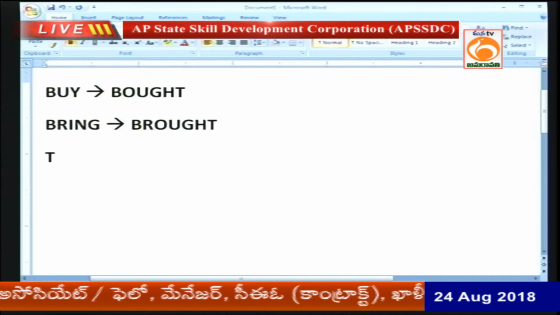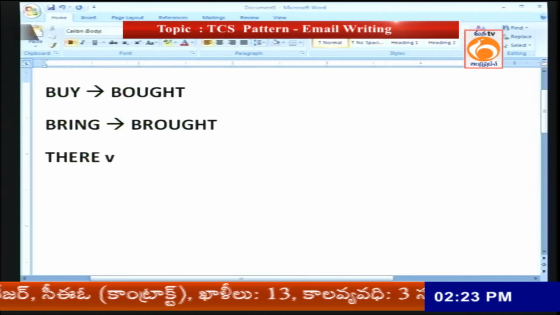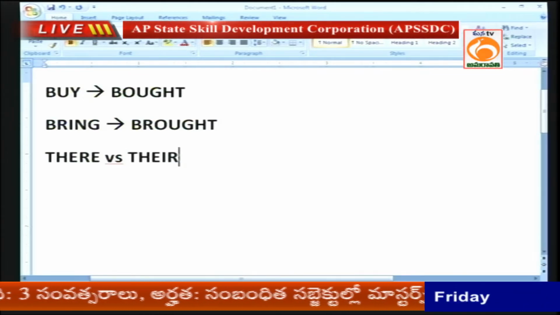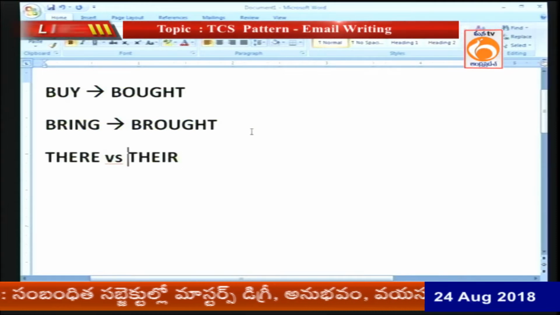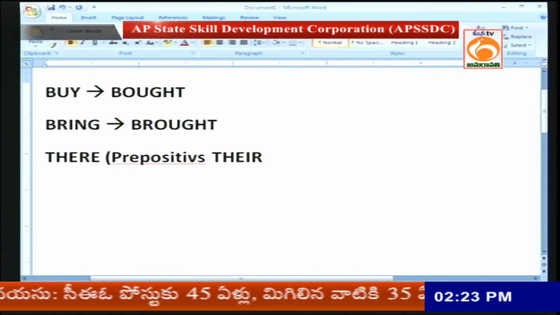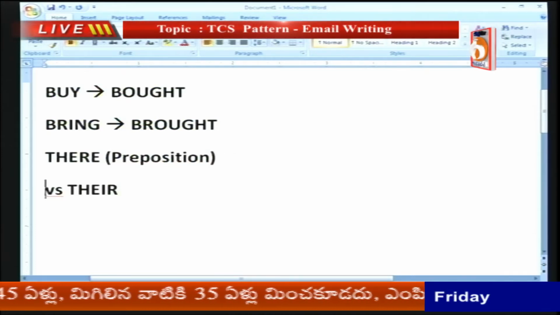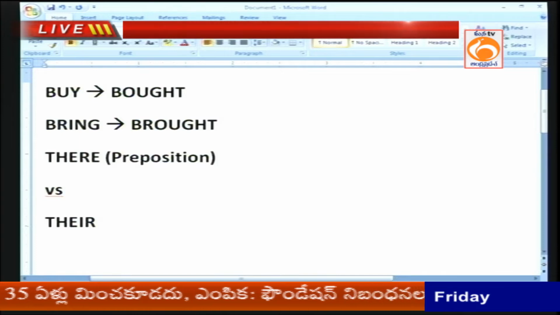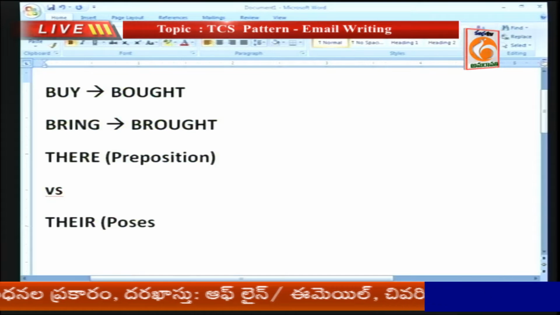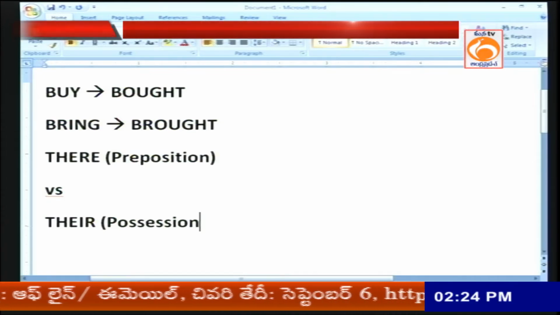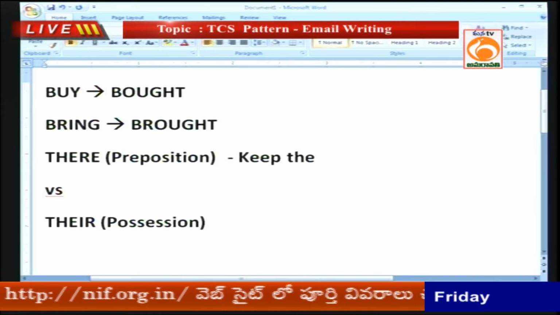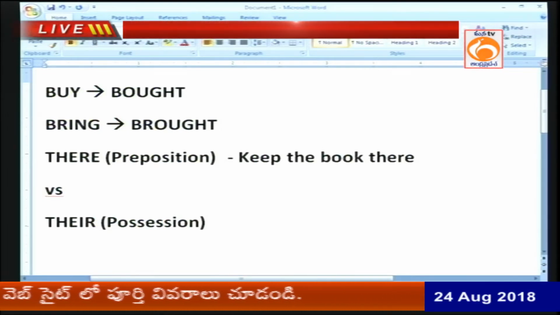For example, THERE versus THEIR. Now these two are different words. For example, THERE is a preposition. All right. THEIR, that's a possession. For example, keep the book there.